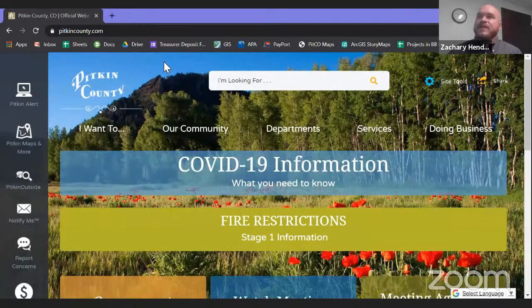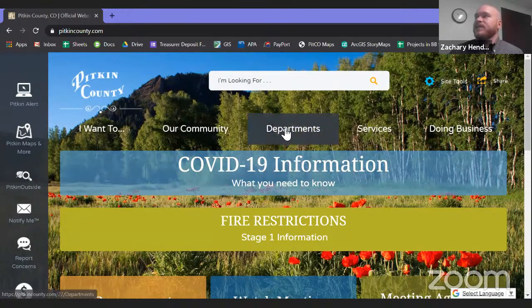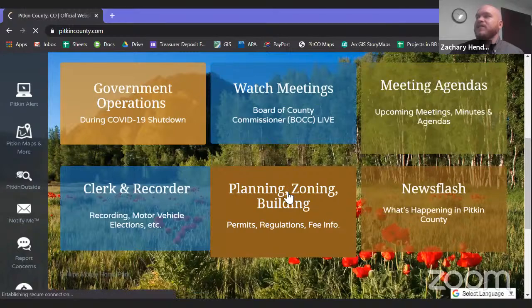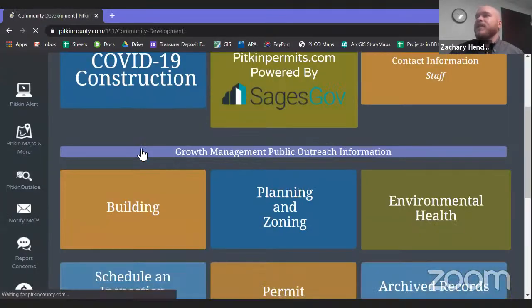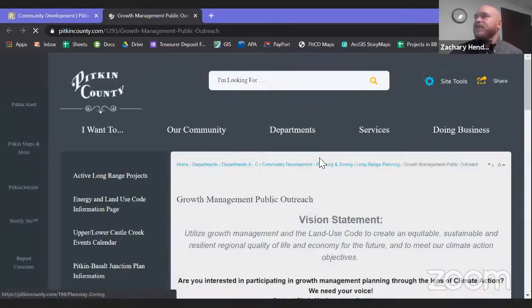Just a real quick to begin, as most of you are now familiar with, I'm just gonna give a quick rundown of where you can find everything. My name is Zach Hendricks. I am the Climate Action and Long Range Planning Administrative Assistant for Pitkin County Community Development. We have Ellen Sassano, who is our long range planner, and Cindy Huben, who is our community development director with you today. If you go to our Pitkin County website, scroll down a little bit, you'll see the planning, zoning, building button. If you click on that, that'll take you to the community development page. In the middle is our growth management public outreach information button. If you click on that, that'll take you to our website that has all of our information on it.